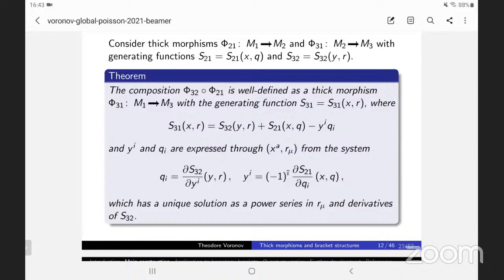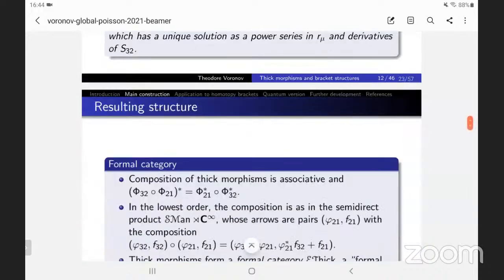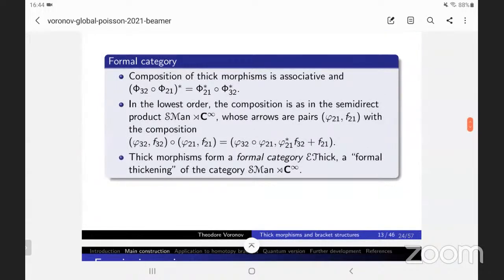The composition law itself is formal. It's a power expansion in the derivatives or generating functions. So the composition law is as follows. You have one generating function for one morphism, another generating function for another morphism, and you want to describe the composition. The composition is exactly the ordinary composition of relations. They are canonical relations, but the statement is that the composition of relations defined in this way will also be a relation of this kind, and the generating function can be calculated by the formulas shown. So it's a formal category, and the composition is obviously associative, so this is trivial. And in the leading order, the composition is given exactly by a kind of semi-direct product of ordinary maps with vector spaces attached to each object, vector spaces of smooth functions.